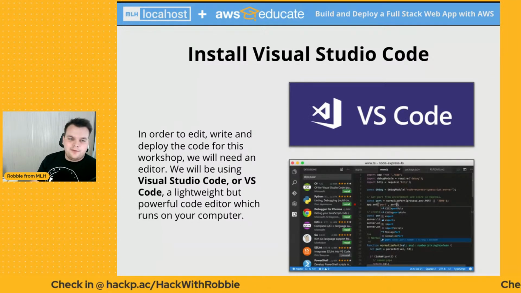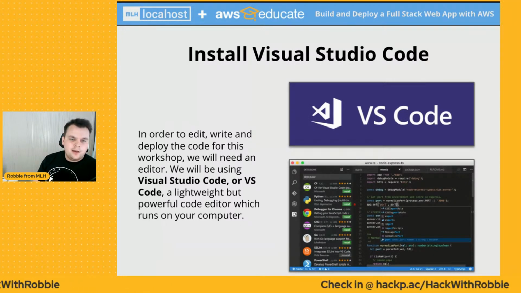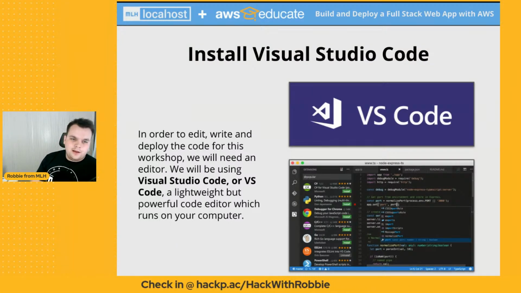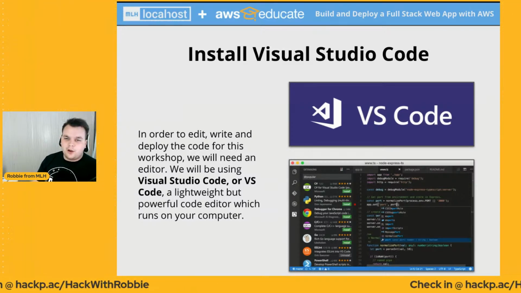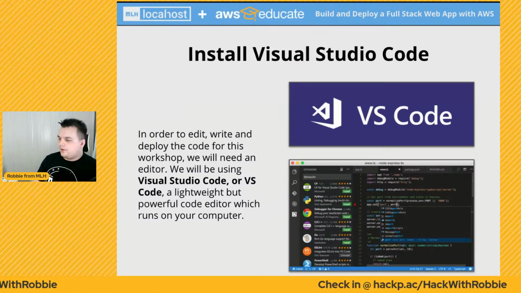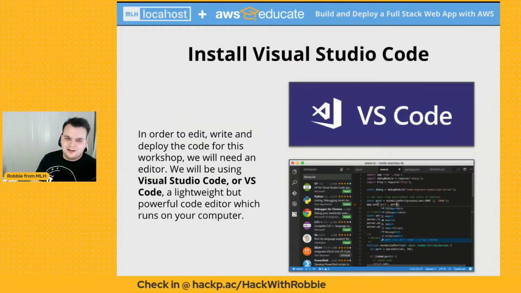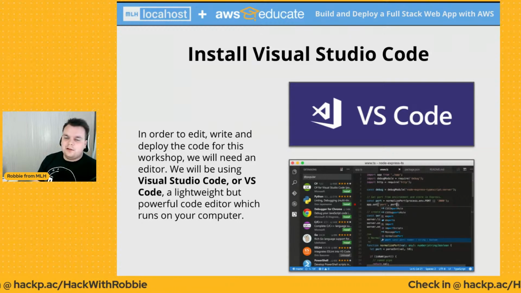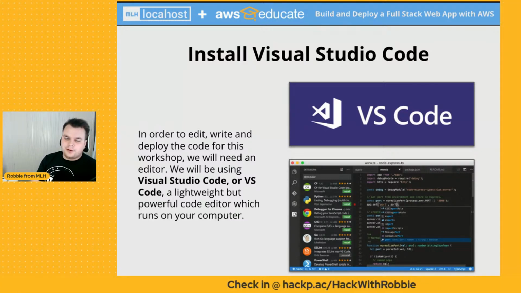Right, installing Visual Studio Code. I already have Visual Studio Code or VS Code installed on my computer, but I will show you how to download it. It's pretty simple. So in order to edit, write, and deploy the code for this workshop, we need a code editor. No one wants to use something like Notepad or Microsoft Word or anything like that. You need a dedicated tool, and VS Code is the best one. It's a pretty lightweight but very powerful and also very extensible code editor, which runs on your computer.